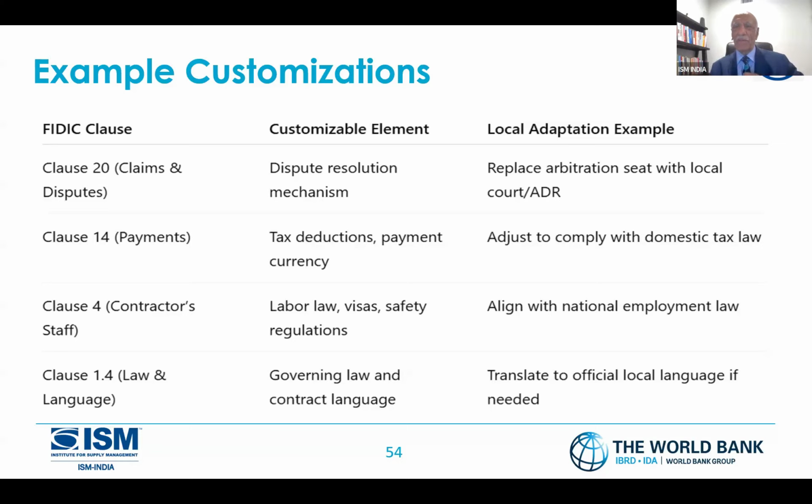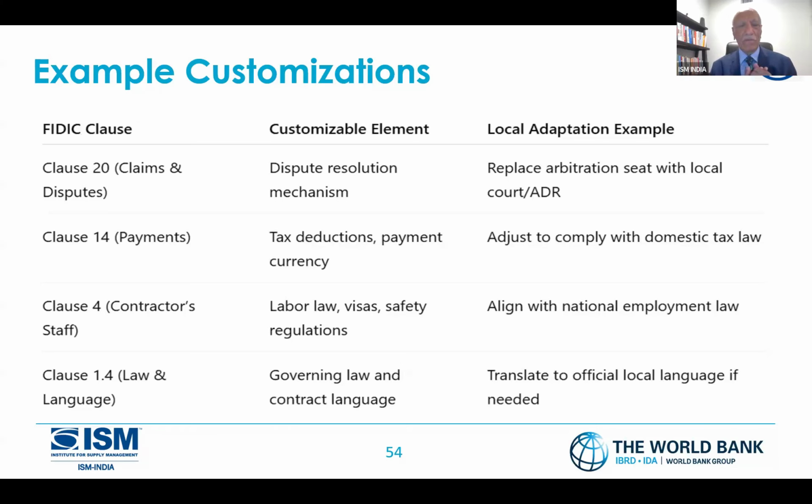Standard conditions will remain the same. But then I'll come with special conditions complying with this. Clause 4. I'm trying to take the key ones where I know every country wants some changes. Contractor staff. Customization element: labor laws. Which law is applicable? Visas. There are many people coming from other countries, so the visa part has to be there. Safety regulation is there. So I could change them as per the national employment law. If national employment law says, guys, no one else can work here, it has to be the local people, then you may have to think around that.